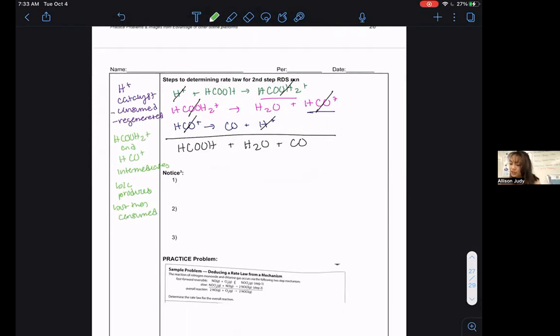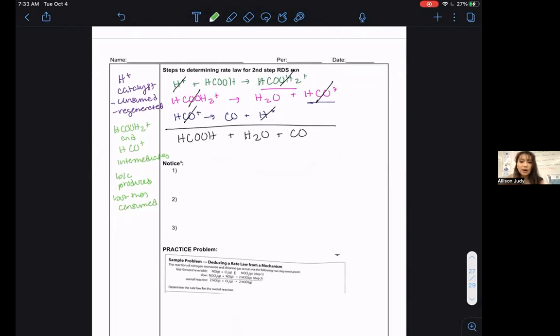And the question is, now that we've broken that down, we've identified the mechanism, we've identified the key roles that each particle plays, how do we now do the rate law? Well, first and foremost, you need to determine the rate determining step. So step one, determine the rate determining step. And for us, the rate determining step is the second step.